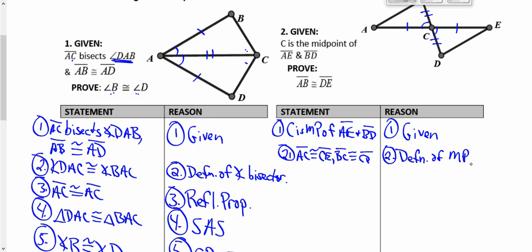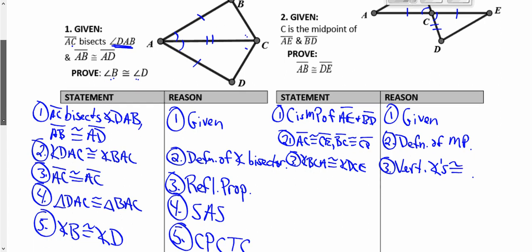But it depends on what they give you. If they said that the 2 segments bisect each other, you'll say definition of segment bisector. If they say it's a midpoint, definition of midpoint, right? Really the same kind of thing, because a bisector goes through what point? The midpoint, anyway, right? So, okay. Then we found something else. The angles. So it would be angle what? BCA or ACB, right? Congruent to angle DCE. Reason? Vertical angles congruent.